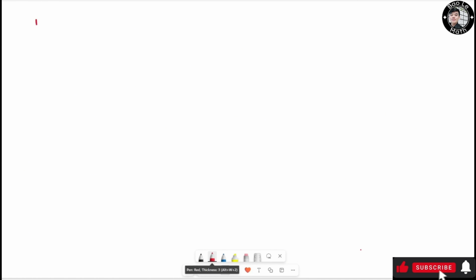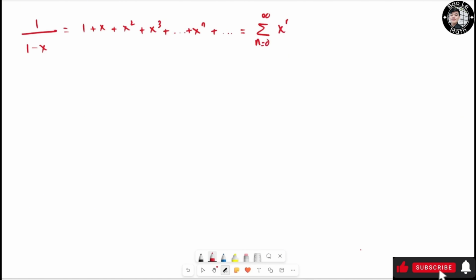The first one is 1 over 1 minus s. It's going to be 1 plus s plus s squared plus s cubed plus etc. plus s to the n. Now if you want to put this one in summation notation, it's going to be n start from 0 to infinity of s to the n, right? And you know that the interval of convergence of this power series is negative 1 to 1, right?